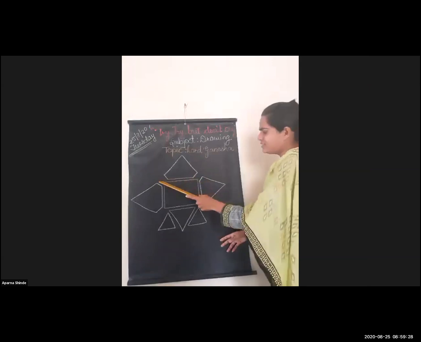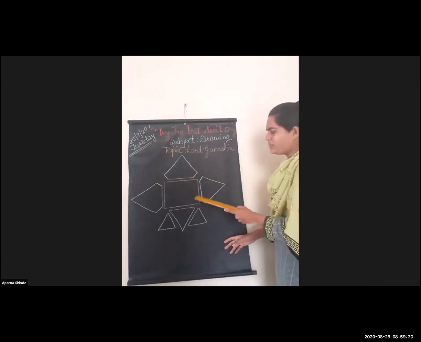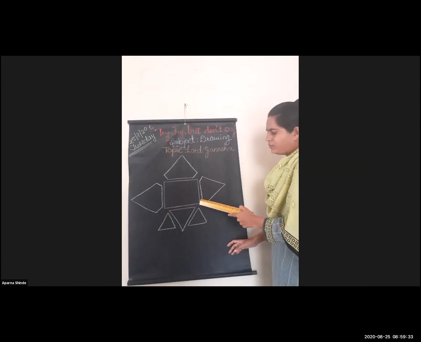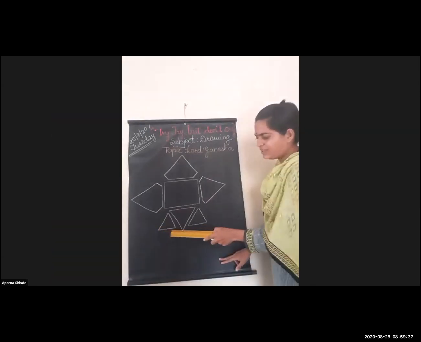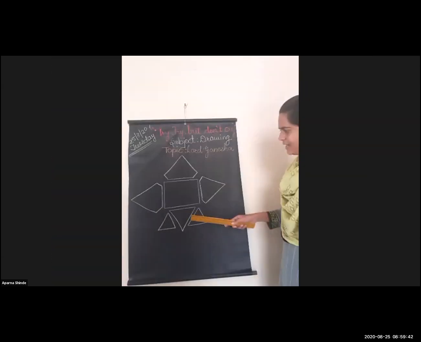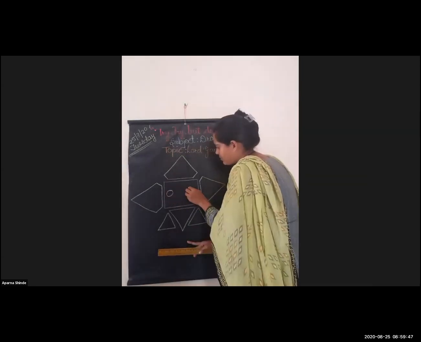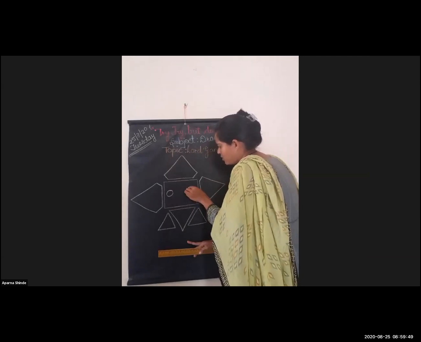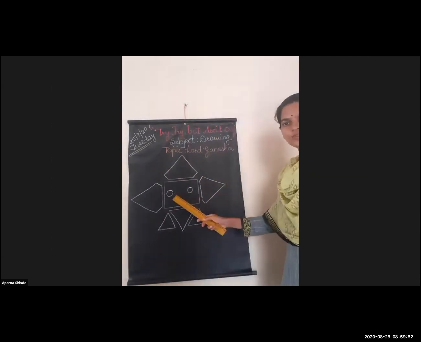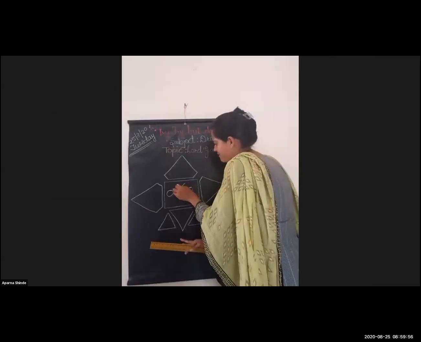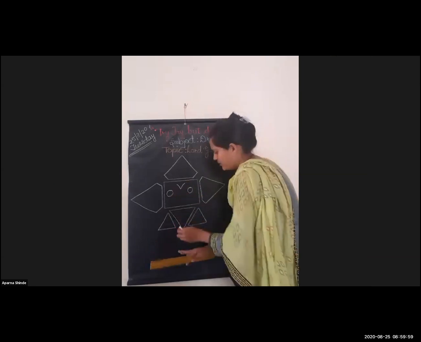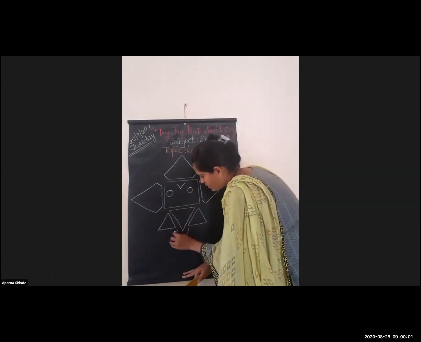Now tell me students, what is this? Which shape is this? This square shape. Which shape is this? Triangle. Yes. Now which shape is this? Circle. Yes. And this is the curve shape.